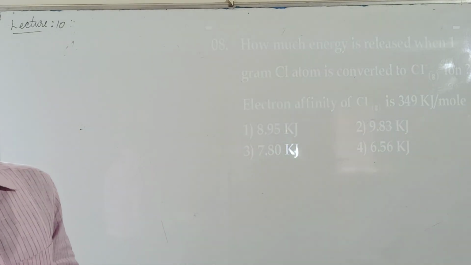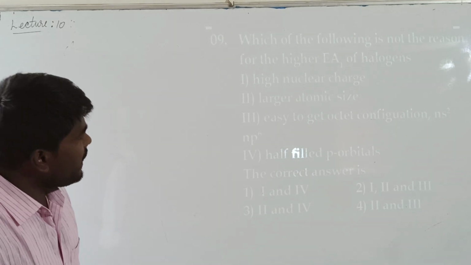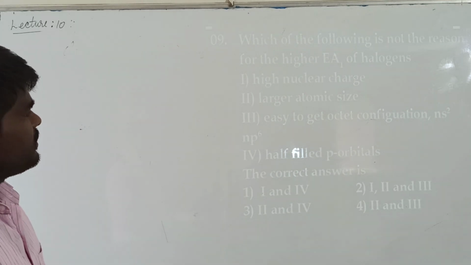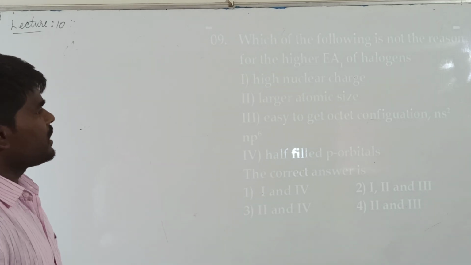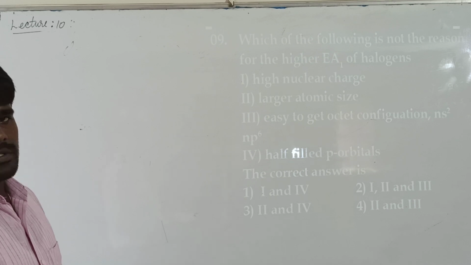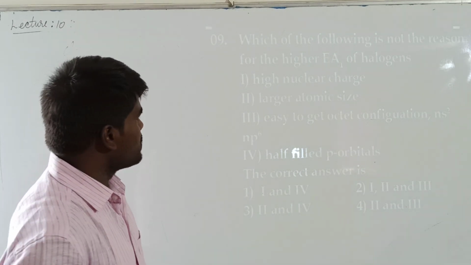We'll move to the next question. Here comes the next. Which of the following is not the reason for the highest electron affinity of the halogens? He is asking which of the following is not the reason for the highest electron affinity of the halogens?